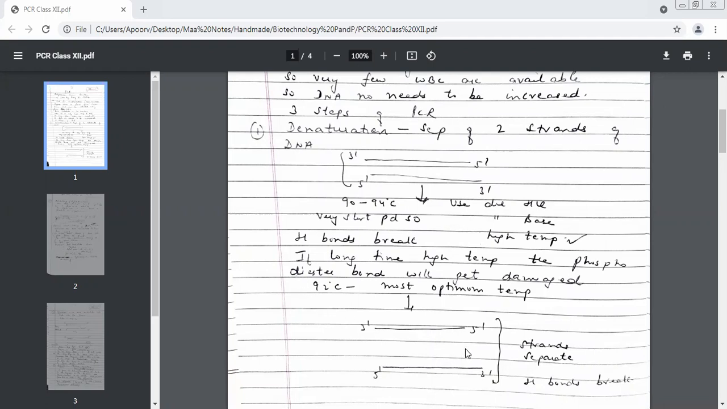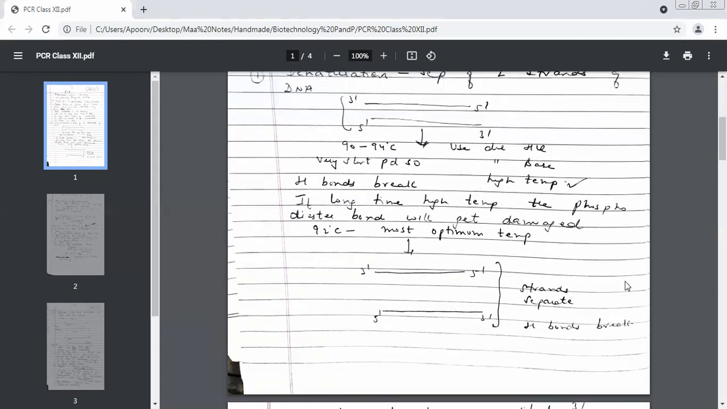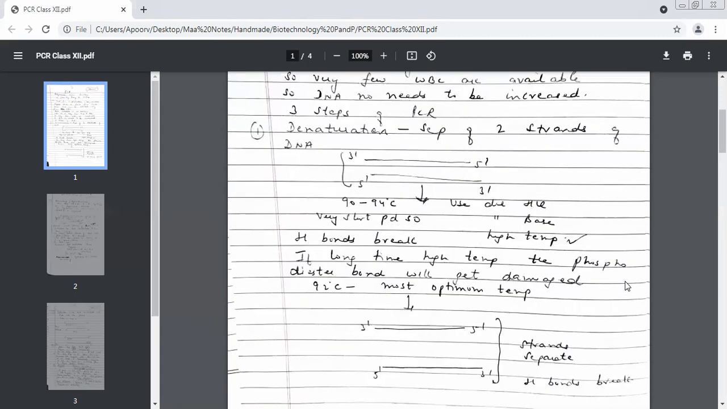Now, this is what happens after heating it at 92 degrees Celsius for a few minutes. These two strands get separated completely. These are separate strands. Which bonds have already broken? Hydrogen bonds. How many steps are there in PCR? 3. Before I move on to the second step, let me go back again quickly to what we have done.